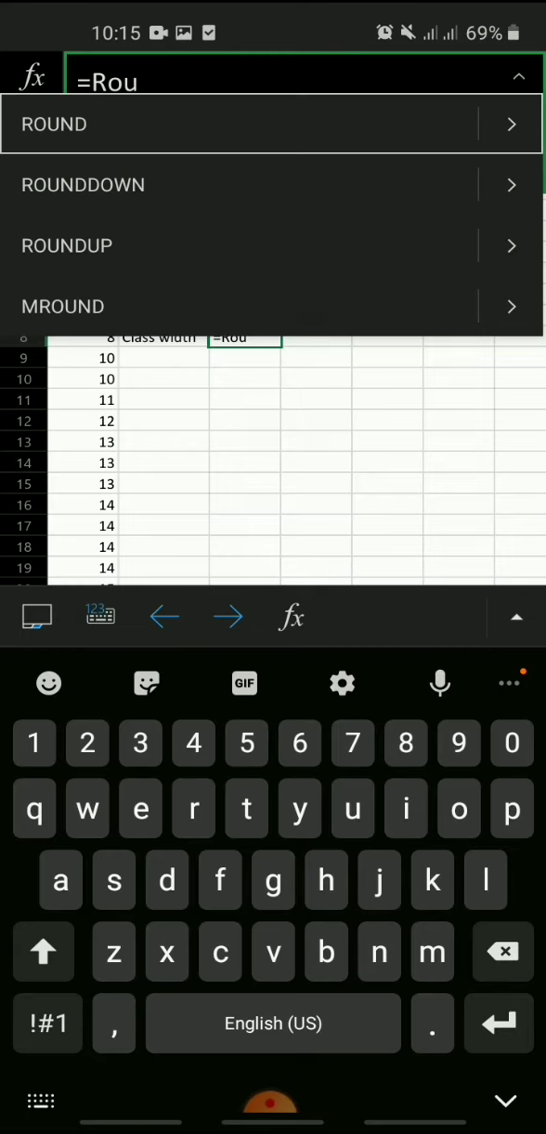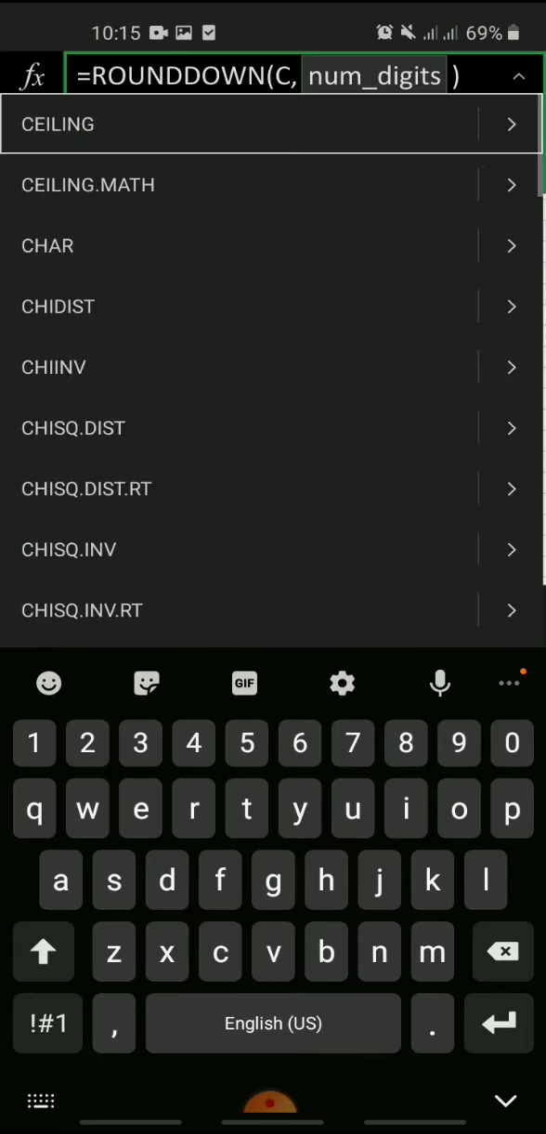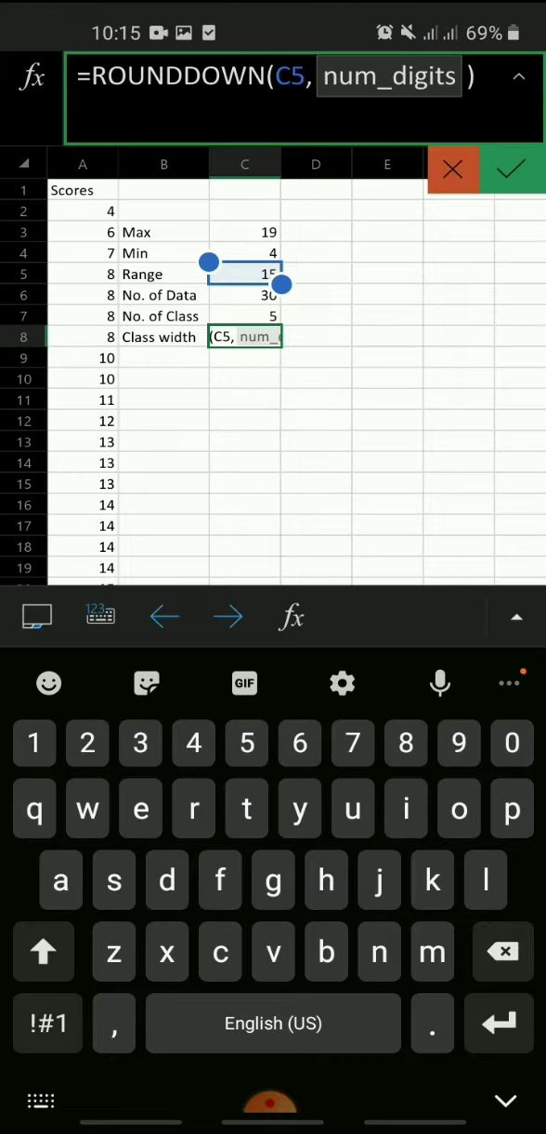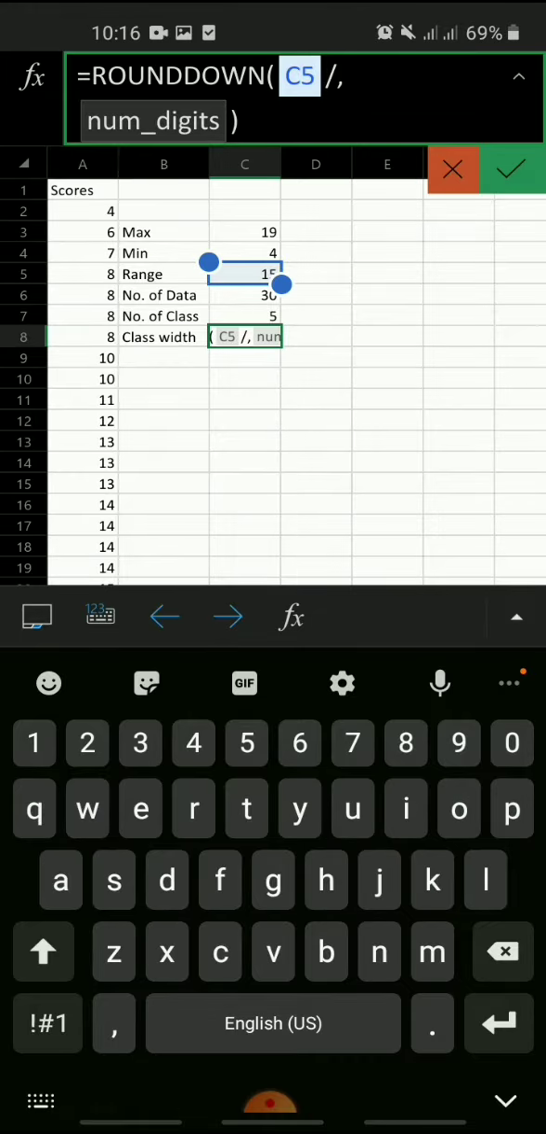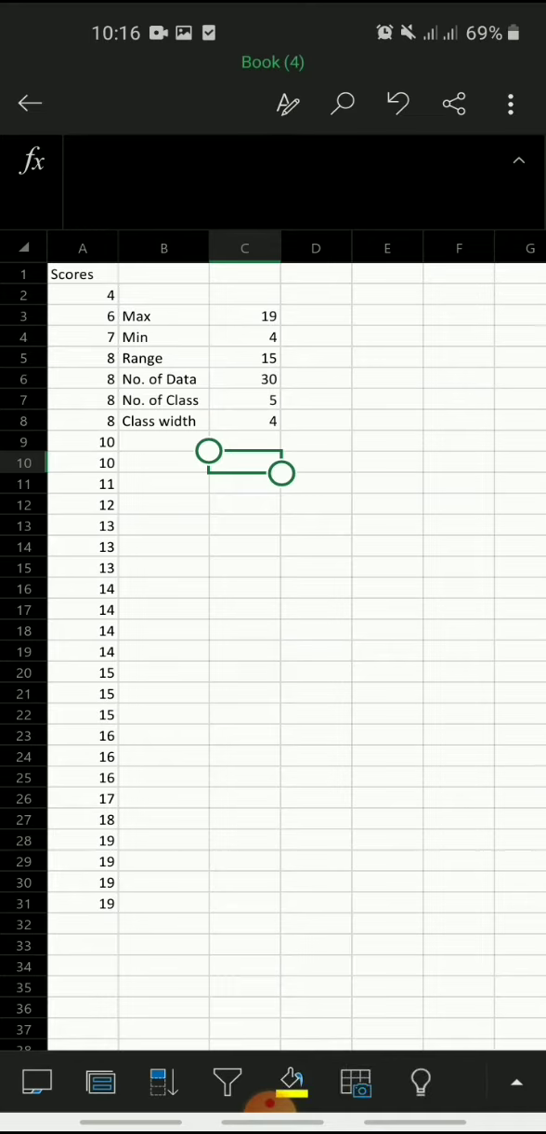Round down, open parenthesis, C5 divided by C7. So we're going to divide the range by the number of classes, then comma, 0, close parenthesis, and then plus 1. Here, our class width is 4.